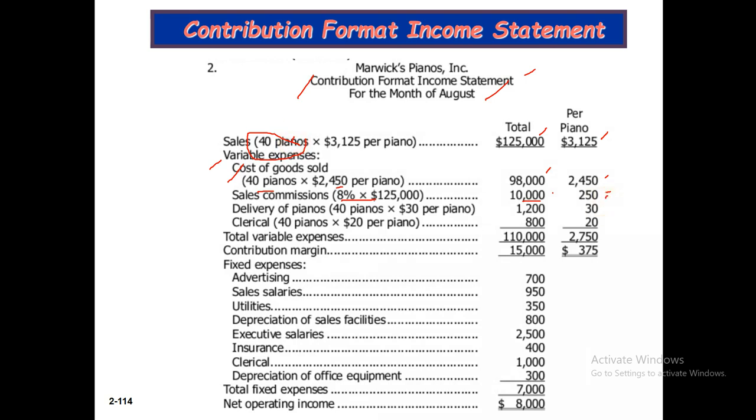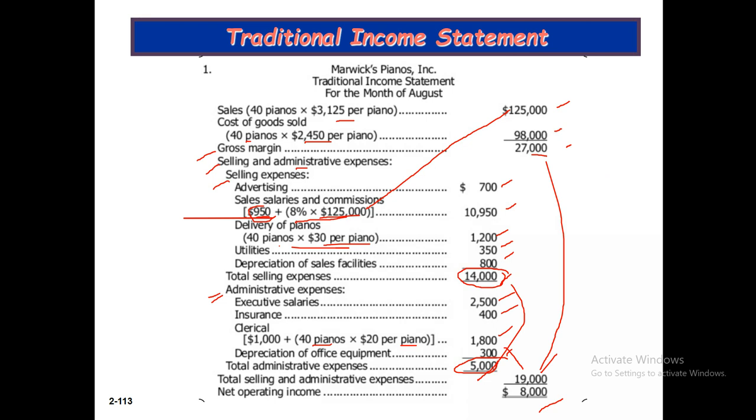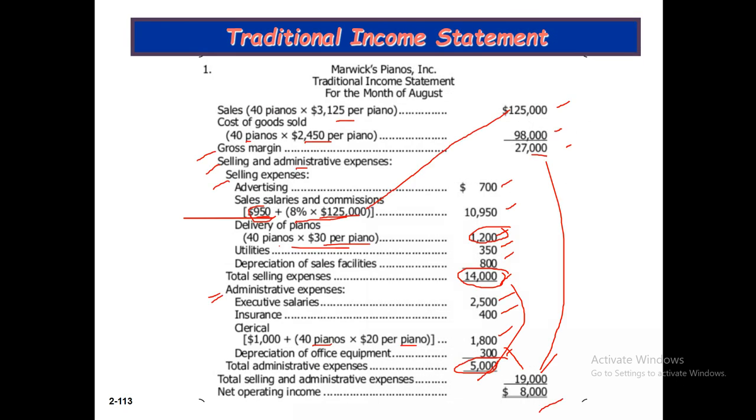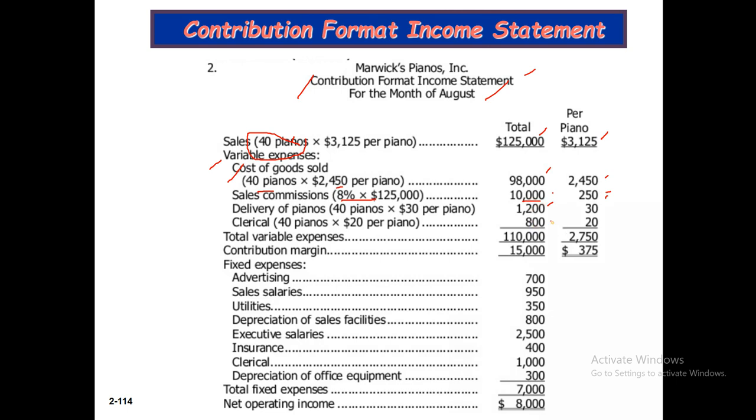And delivery of piano, just this figure would be 1,200. This is the variable cost. And clerical cost, you know that this portion would be the clerical cost. That means 40 pianos multiplied by 20 per piano. So this portion, and just divided by 40, here 40, here 40. Okay. So this is the total variable expenses, $110,000, and this is the per piano total variable expenses.